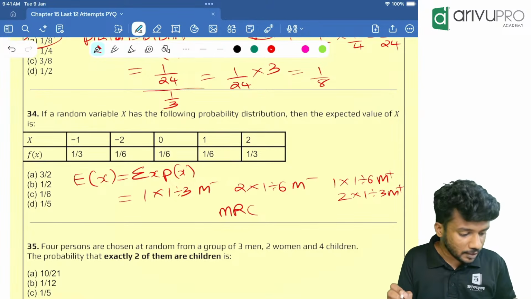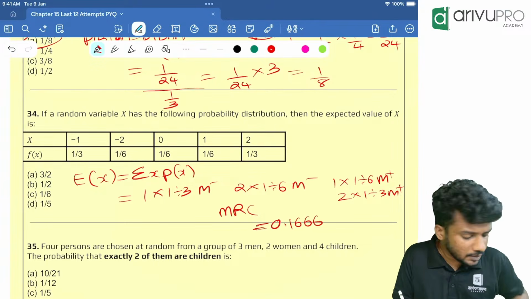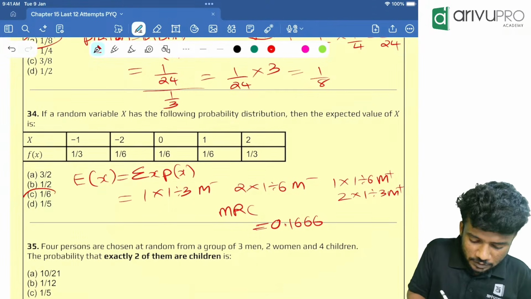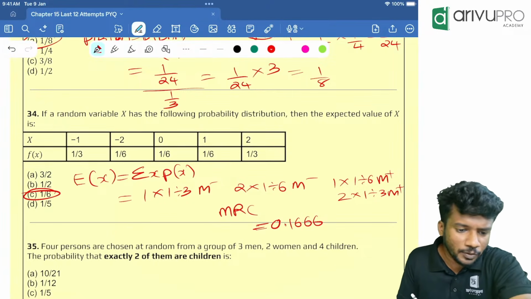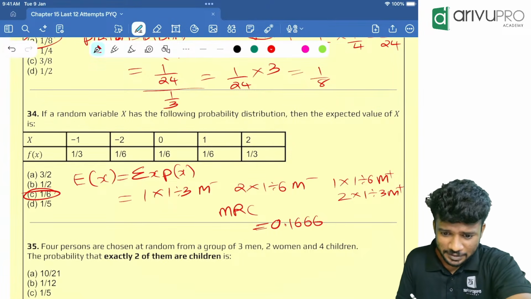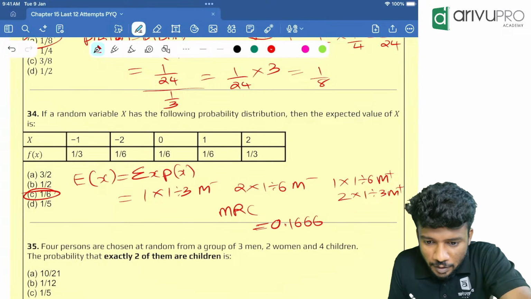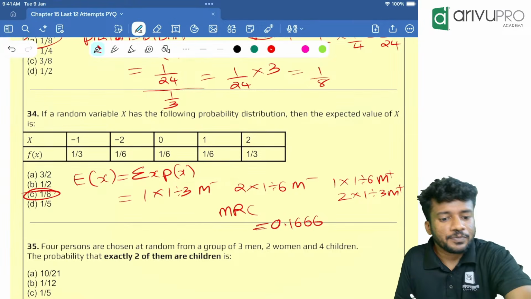MRC. How much are you getting? How many of you are getting it as 0.16666? Looking at the option, what is the answer? 1 by 6 is how much? 0.1666. Option C is your answer. I hope that everyone got it. Yes, right answer, right answer. Rest of you, I hope that you are doing it. Yes, I am seeing many people commenting. Next one.